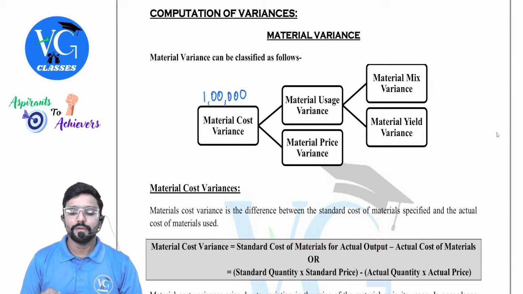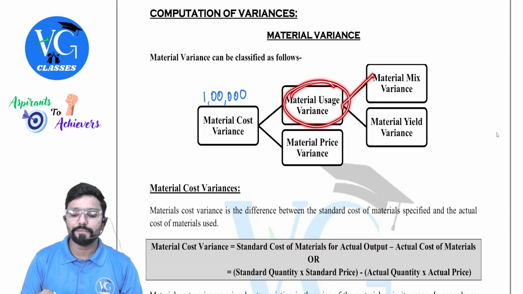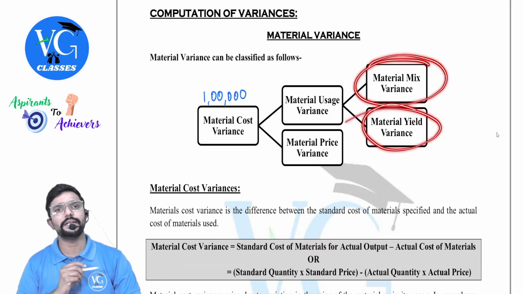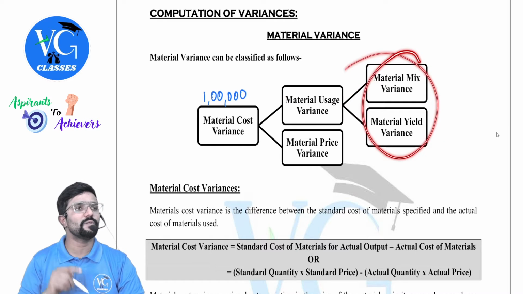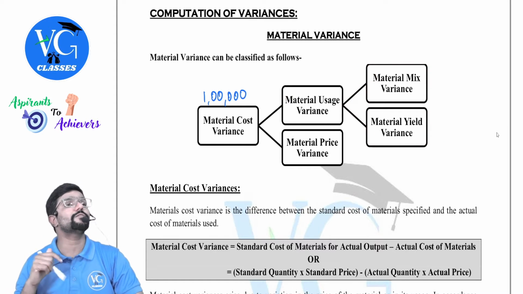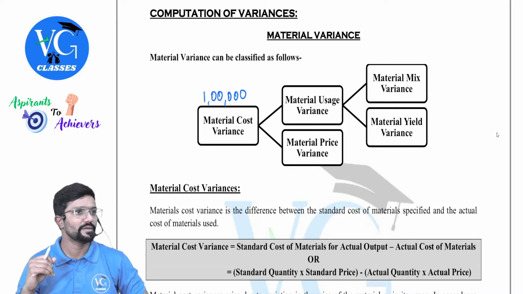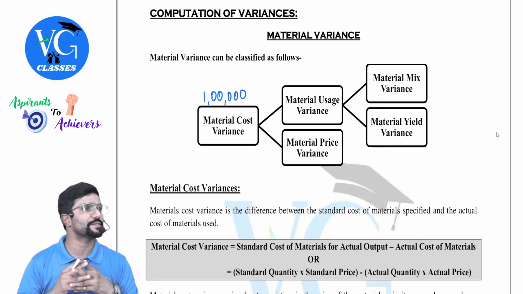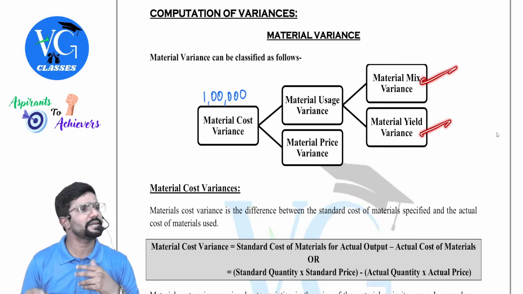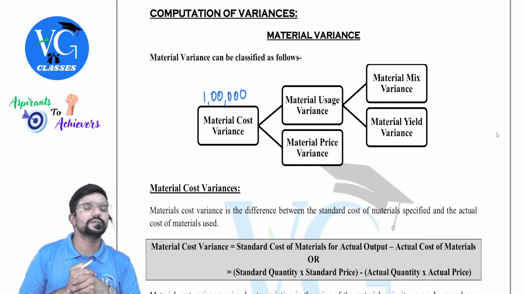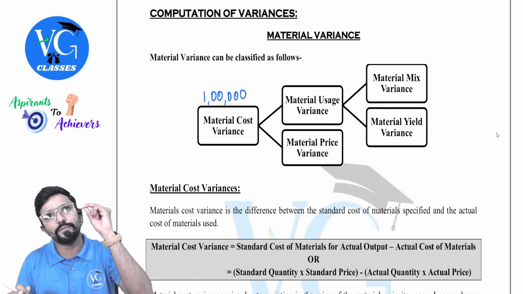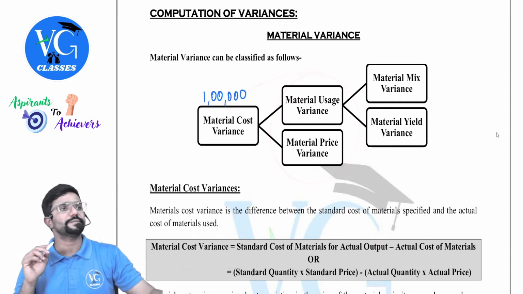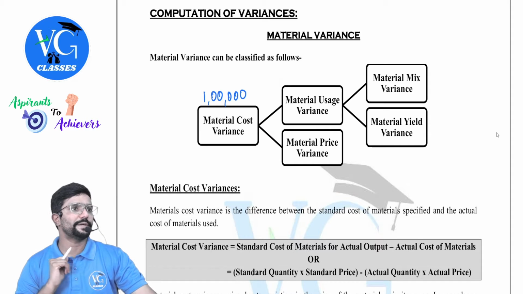Now, material usage variance also can be subdivided into two categories: material mix variance and yield variance. This will come only when there is more than one kind of raw material used in the production process. For example, if I am using two types of raw material A and B, can we calculate mix variance and yield variance? Yes, you can. What if I am using only one kind of raw material? You will stop at that point only.